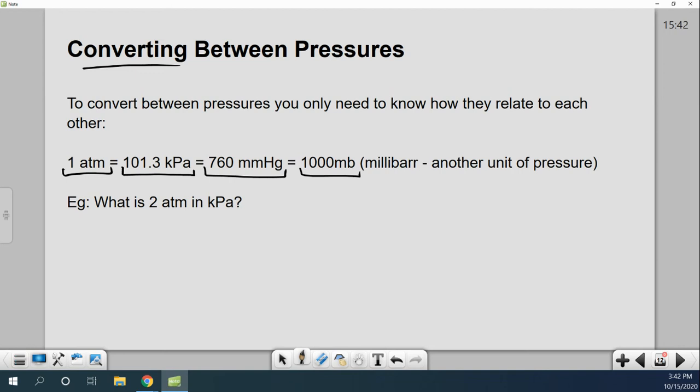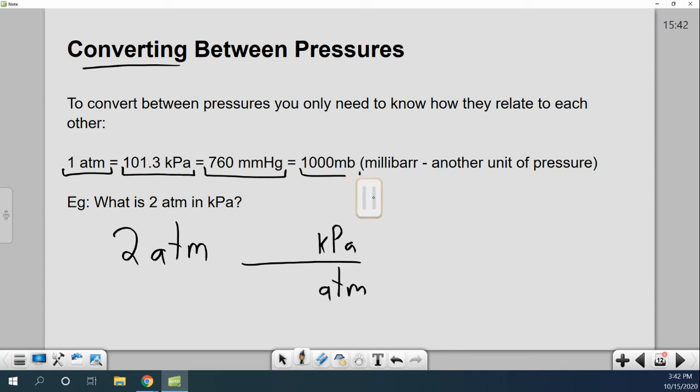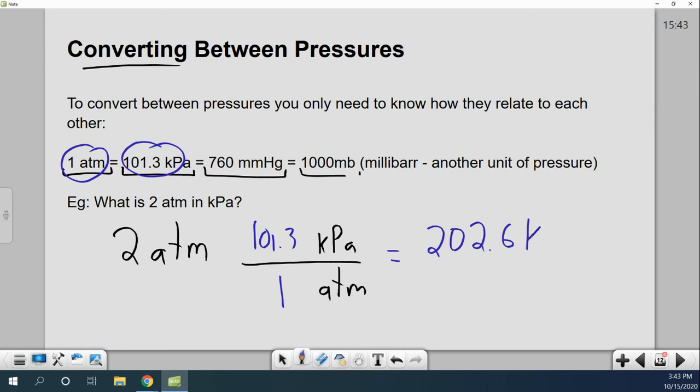So let's do an example. I have 2 atmospheres, so I'm going to write down what I know. I need to get out of atmospheres, and I need to get into kilopascals. So what is my relationship here between kilopascals and atmospheres? Well, let's change my color. I know that 1 atmosphere is 101.3 kPa. And so that will be my conversion factor. I just have to do this the same way I was doing the mole conversions last unit. I grab 2 atmospheres, I times it by 101.3, and it turns out that 2 atmospheres is 202.6 kilopascals. That's not too bad, right?